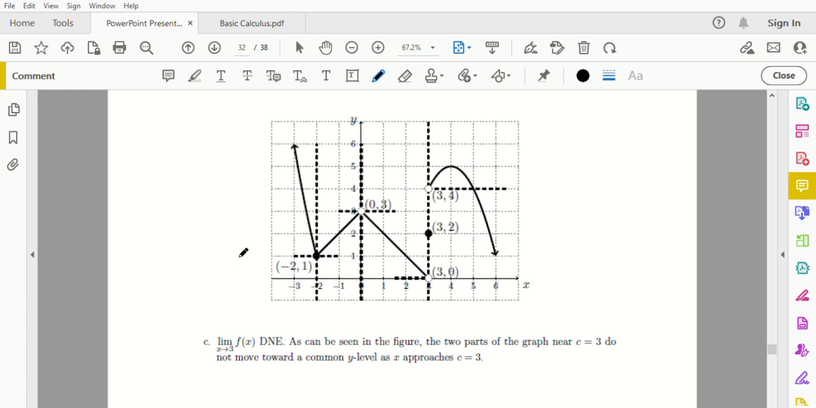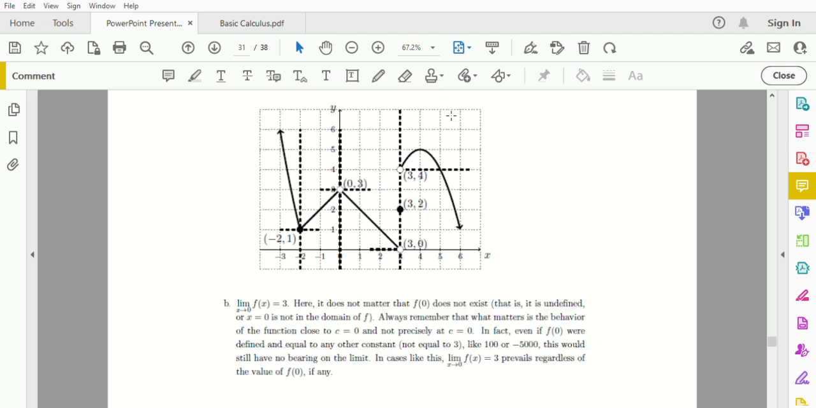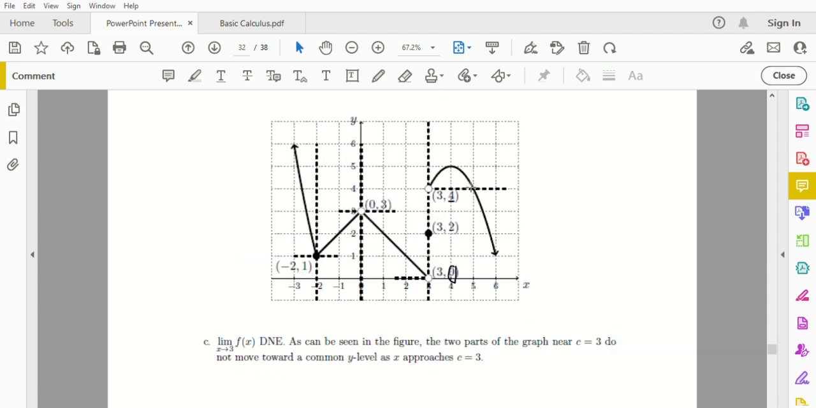So last, letter C, the limit as x equals 3 does not exist. It does not exist because of this graph. As x approaches from the left, we have this point, which is 0. But from the right, the limit there is 4. So from the right is 4, from the left is 0. They are not equal. Therefore, the limit does not exist.